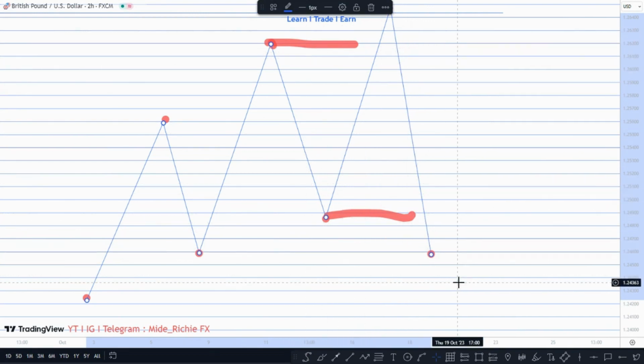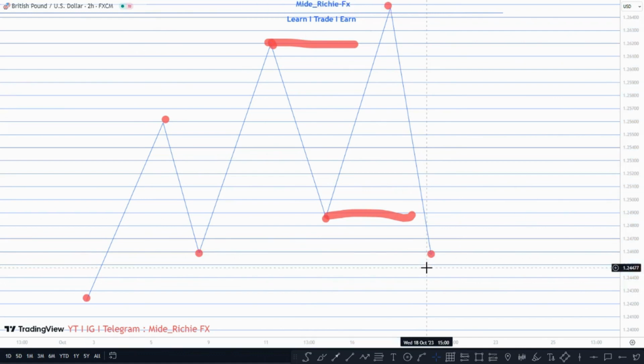That is what we call change of character, for the market to change from a bullish character to a bearish character. So now, interpreting the structure as the price printed it: low, high, lower high, higher low, higher high, higher low, higher high, then a lower low.